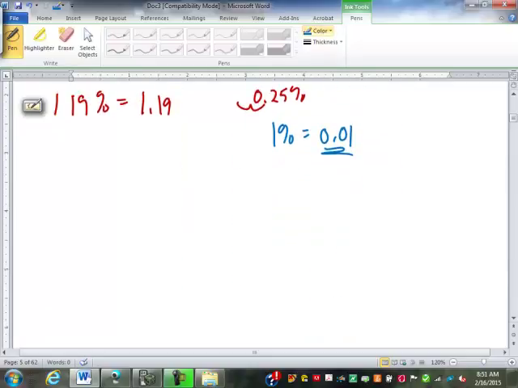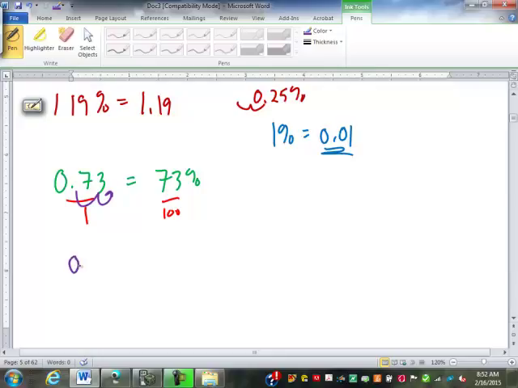Now, if we're going to go the other direction, let's say we're going to go from a decimal back into a percent. So 0.73 is going to become what as a percent? Yeah, 73%. Because 0.73, the decimal means out of 1, and the percent means out of 100. So all we're doing is multiplying by 100, or moving the decimal point back 2 spots to the right.